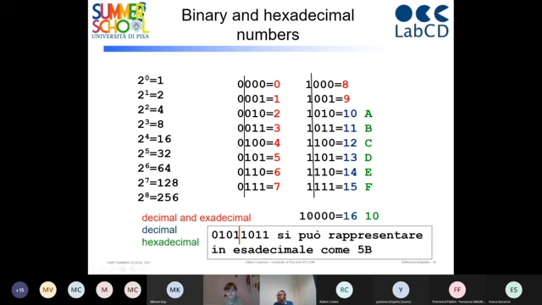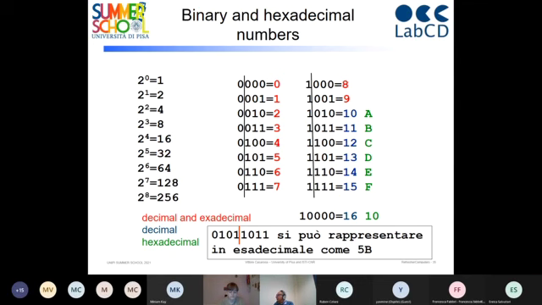And this is very convenient because if you want to represent a byte of which you know the binary configuration, like this one, you can divide the byte into 2 halves, and you represent each half with a hexadecimal digit. So this 1011 in hexadecimal can be represented as 5, because these 4 digits are 5, and B, because these 4 digits are B. And if you happen to deal with detailed information at the machine level, the hexadecimal representation is one of the most used.